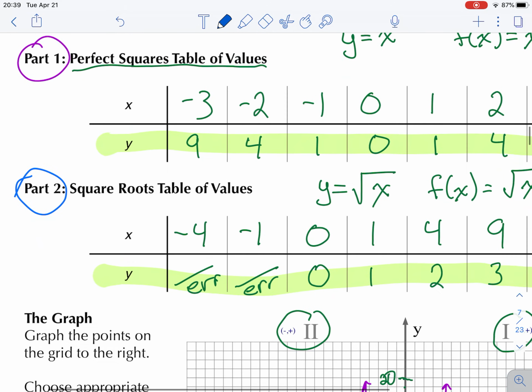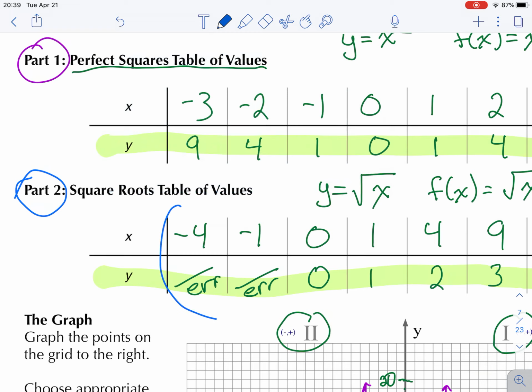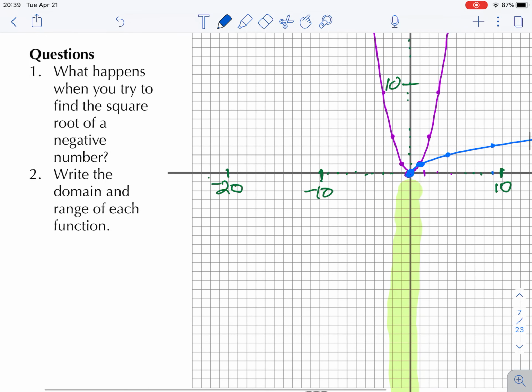Question number 1. What happens when you try to find the square root of a negative number? Well, you get an error, right? Try to find the square root of a negative number, and we get errors. -4 square rooted is error, -1 square root is error. Now we're going to do something. We're going to write the domain and range of each function.